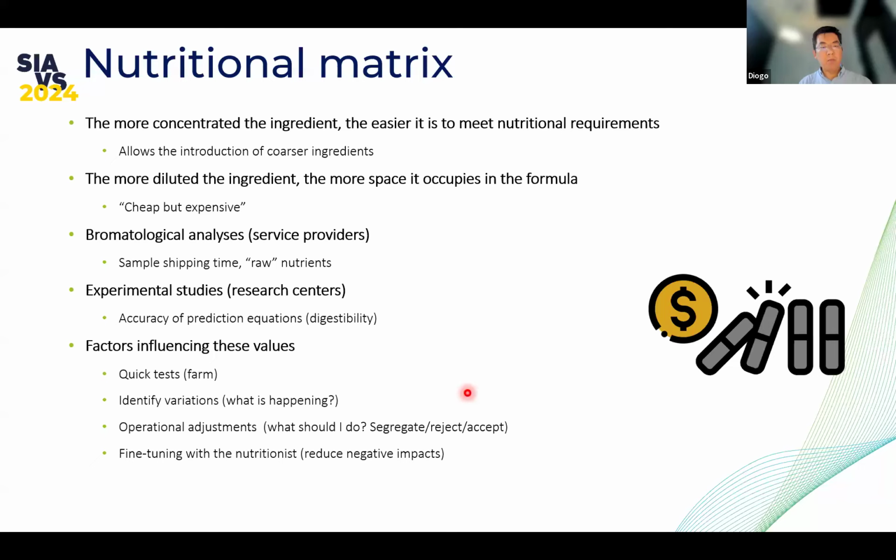And which other factors can interfere with the nutritional matrix? It can be the farm. We need to identify the variations, what is happening. Sometimes we have some operational adjustments to do. And it's important to have a fine tuning with nutritionists to reduce these negative impacts.